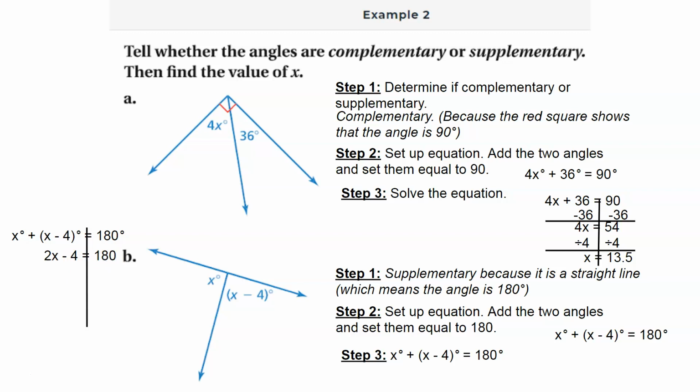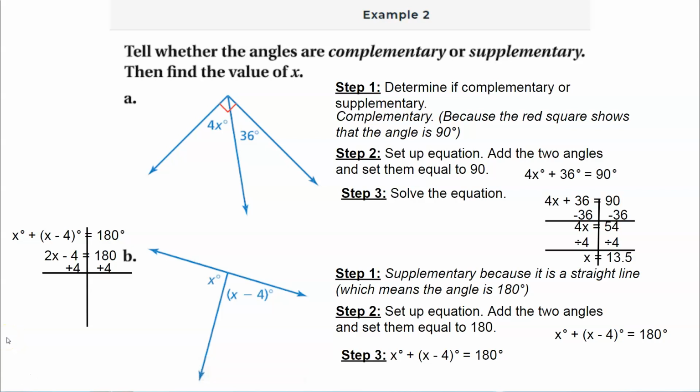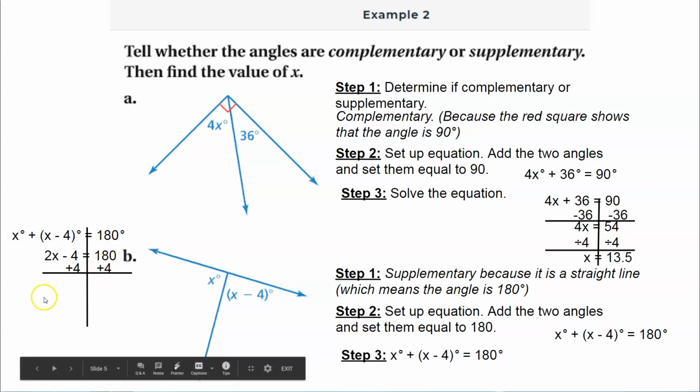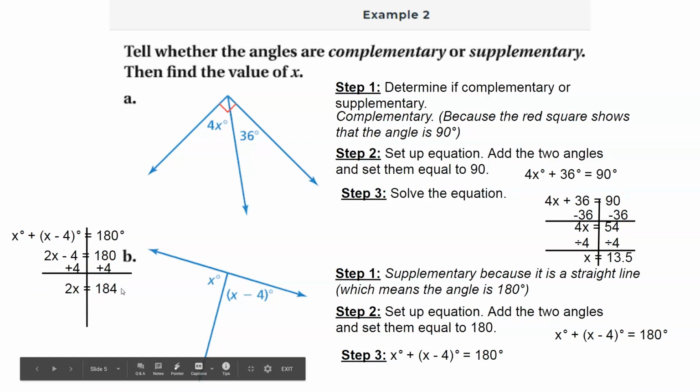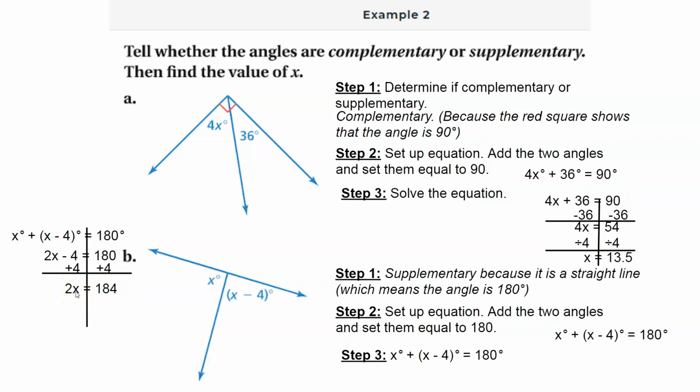Draw the line down the middle. And again, this is a two-step problem, so we want to move whatever is added or subtracted first. So notice this 4 here has a minus in front of it. That means to solve, we have to add 4 to both sides. So 180 plus 4 is equal to 184. So we have the 2x left on the left side, and that is equal to 184.